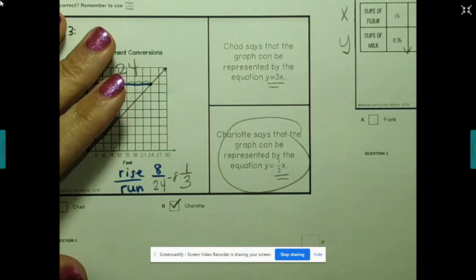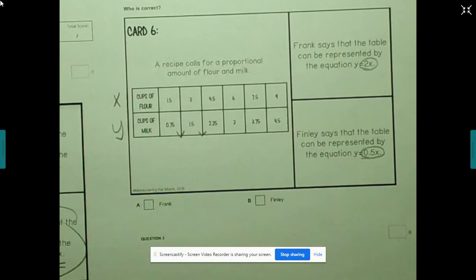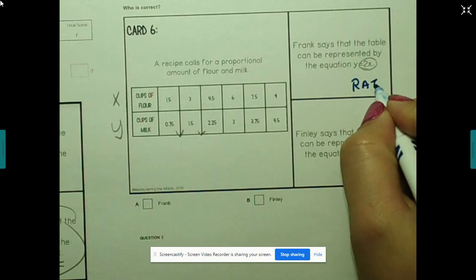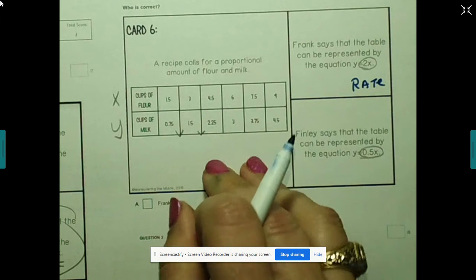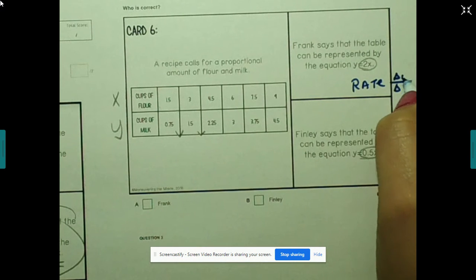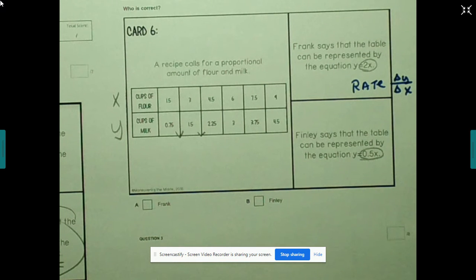Question number 2, which is card 6. I look, and again, it's giving me an equation. When it gives me an equation, I know I'm looking for my rate, okay? And in a table, I find my rate by doing delta y over delta x. Okay, remember rock, rate, those outside numbers. And so we're looking for the numbers that I add or subtract to get to that next number, okay?